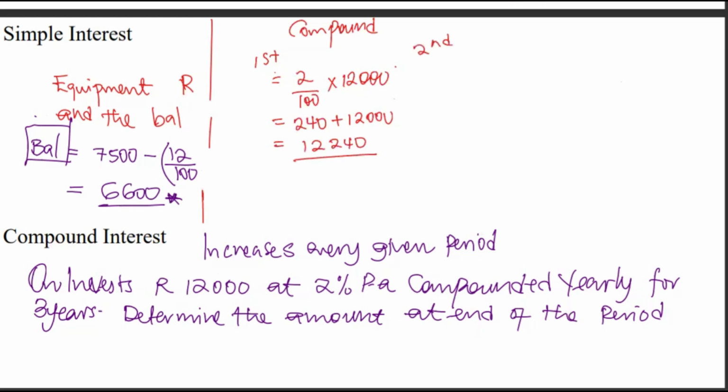What about the second year? In the second year, we take the money which is there at the end of the first year, but the percentage remains. So it's 2% times the money which is there at the end of the first year.